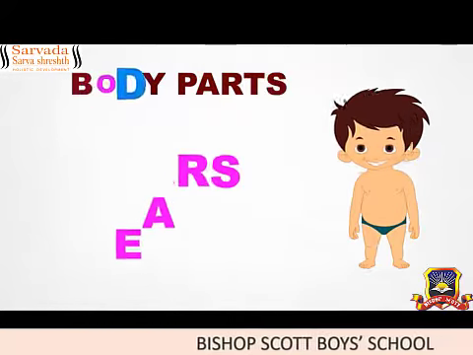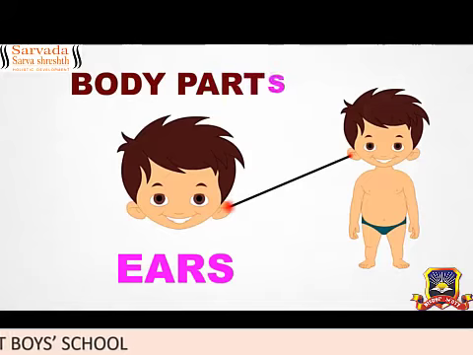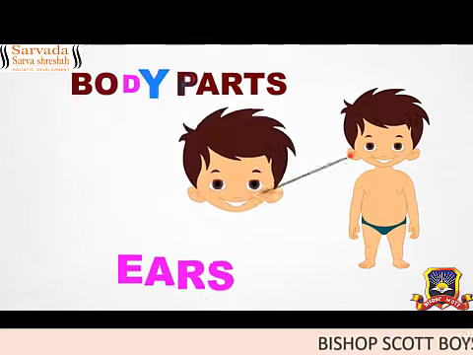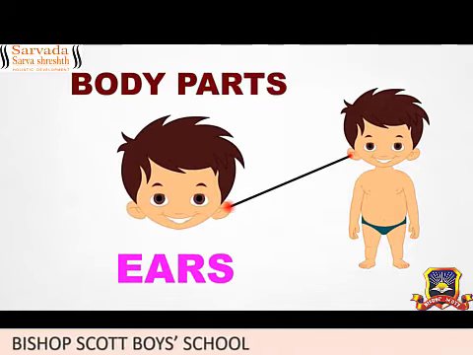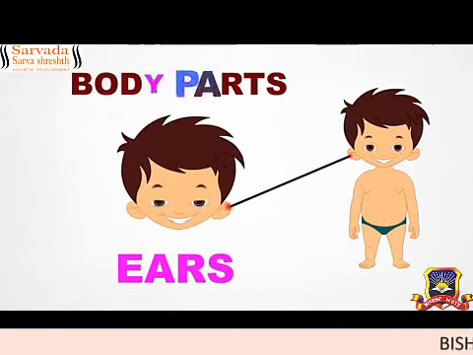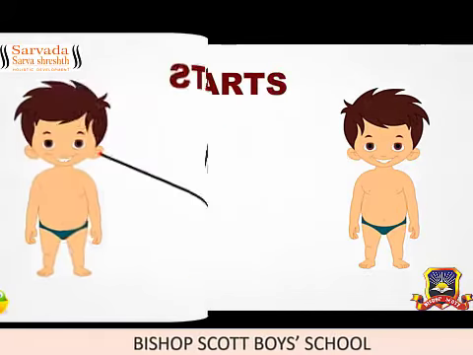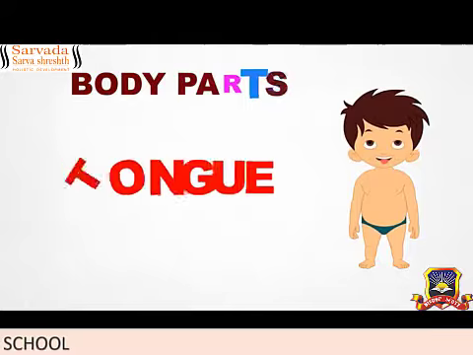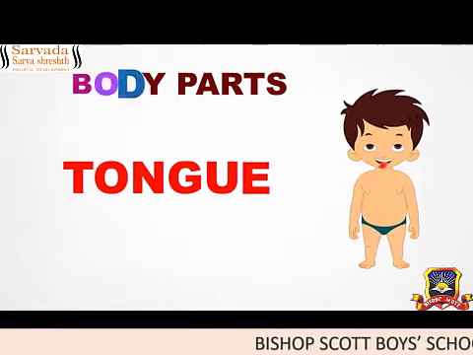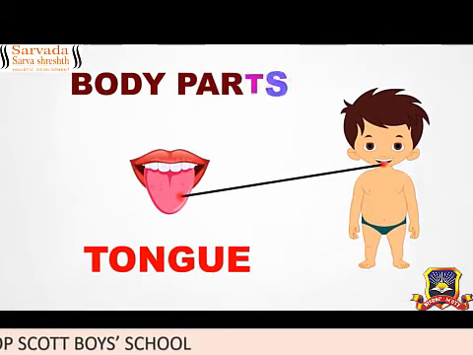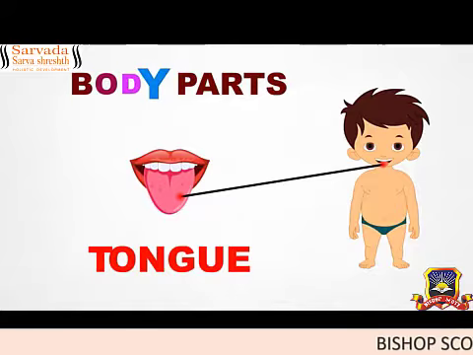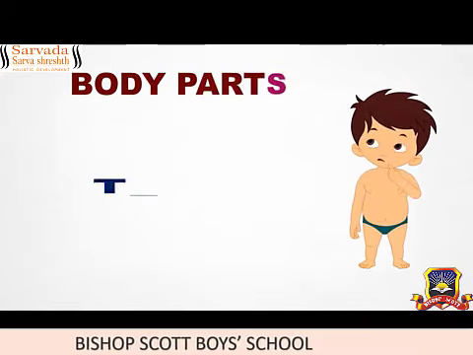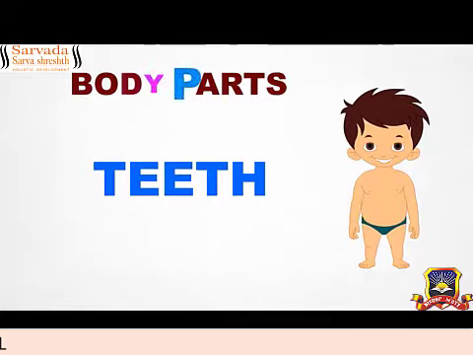Ears. We all know sounds are everywhere, so ears help us to listen. How many ears do we have? We have 2 ears. Mouth. Every time we smile, eat, we use our mouth. Mouth plays an important role in our body. It helps us to speak.